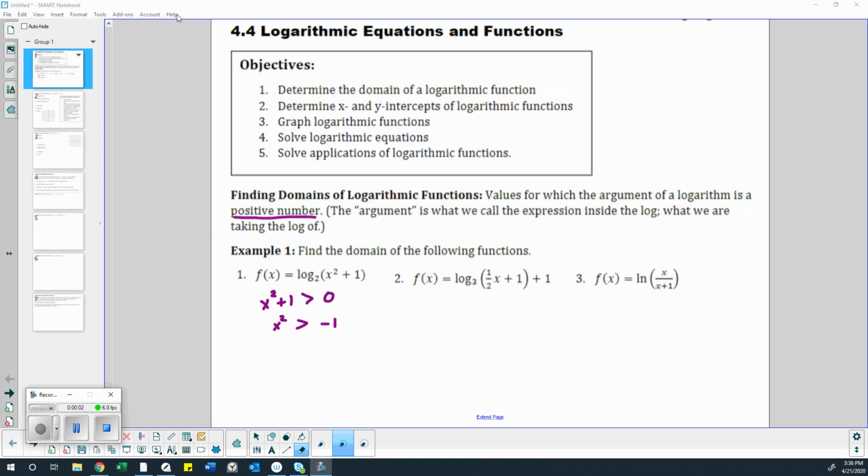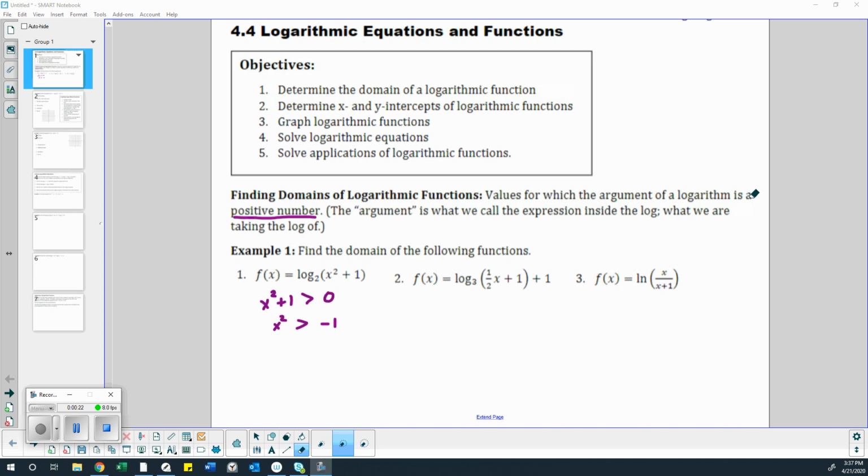Section 4.4, logarithmic equations and functions. We're going to be determining the domain of a log function, the x and y intercepts of log functions, graphing them, solving log equations, and solving applications of log functions. So the first thing we're doing is finding domains.